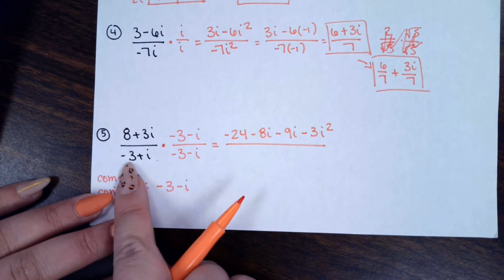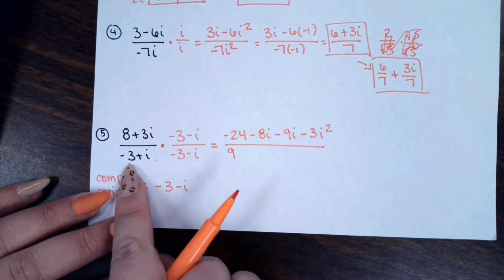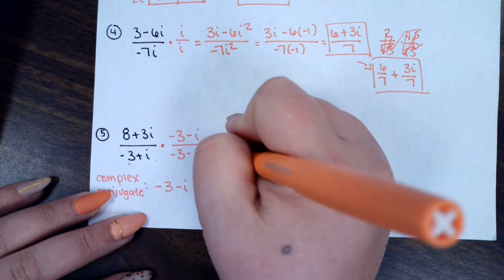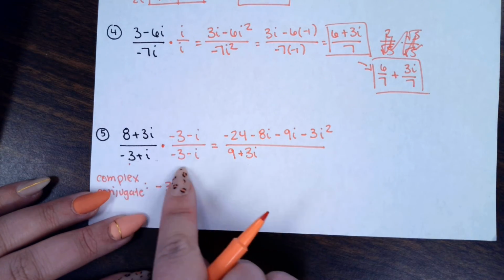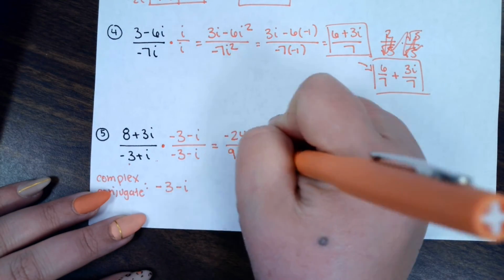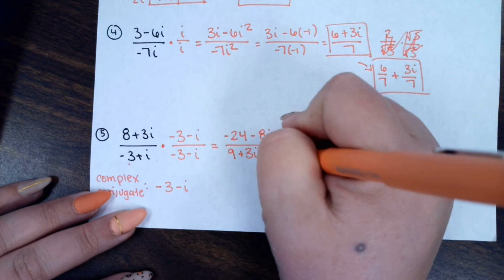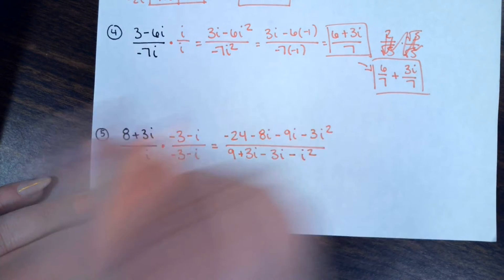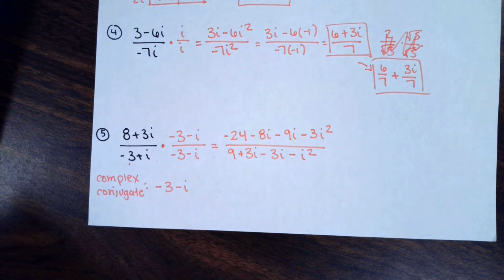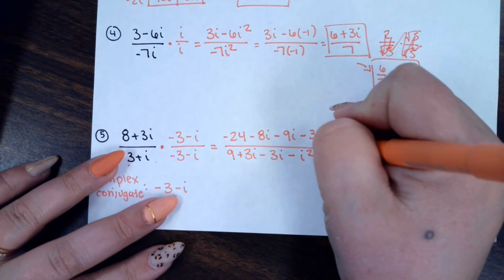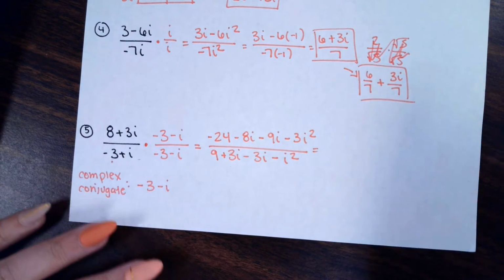And then the denominator, negative 3 times negative 3 is positive 9. Negative 3 times negative i gives me positive 3i. i times negative 3 gives me negative 3i. And i times negative i gives me negative i squared. Now that we've FOILed, we've just got to combine like terms, simplify everything that we can.